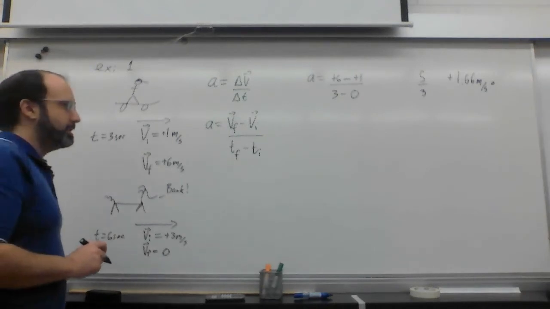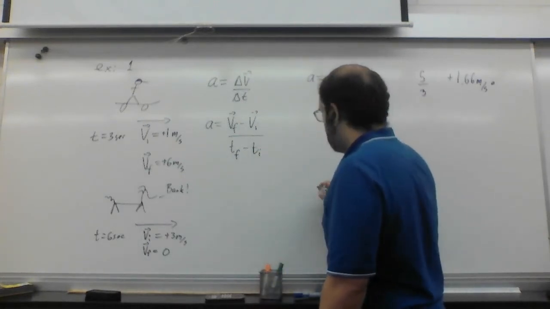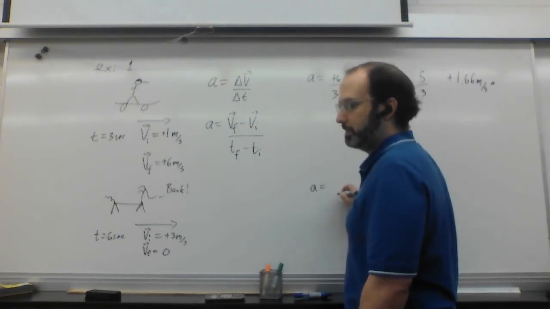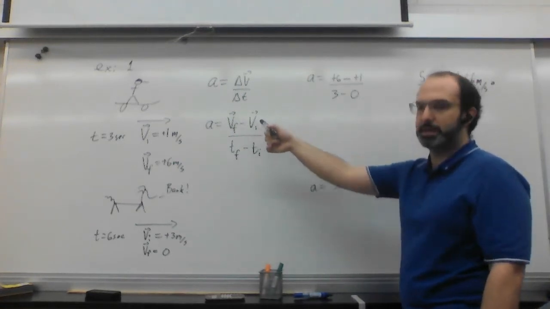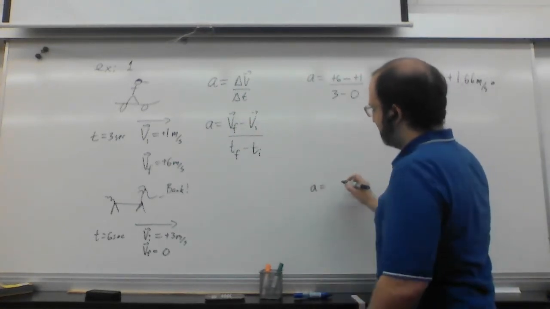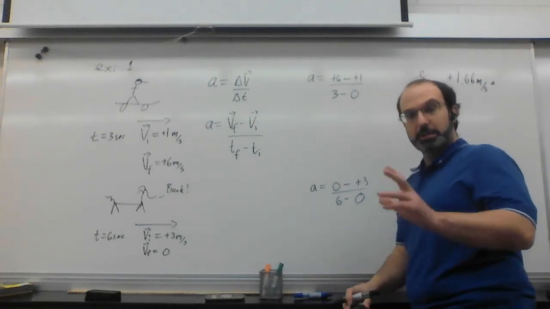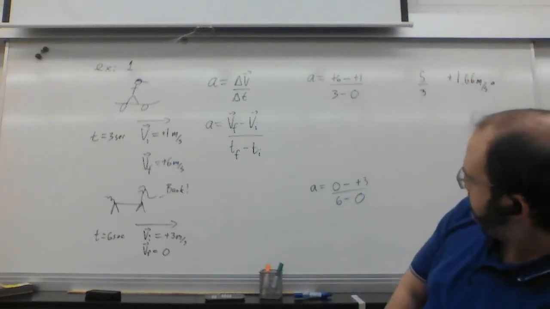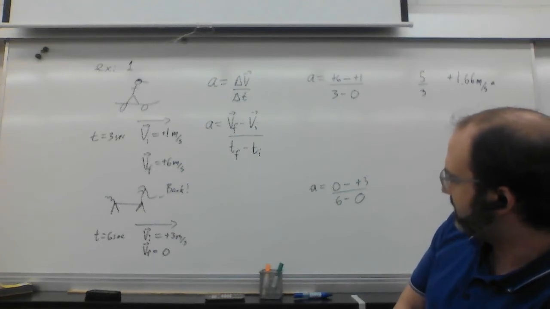Okay, so we've got our numbers, and we have our formula. So let's plug in our numbers here. A equals, now our initial velocity is 3. The thing that people usually want to do is put 3 right there, but that's not what goes there. It's final minus initial. So this is 0 minus plus 3 over 6 minus 0, because remember, the initial time is just going to be 0, because that's where we're starting. Well, that looks weird, doesn't it? We got a 0, then a 3, then a 6 minus a 0.